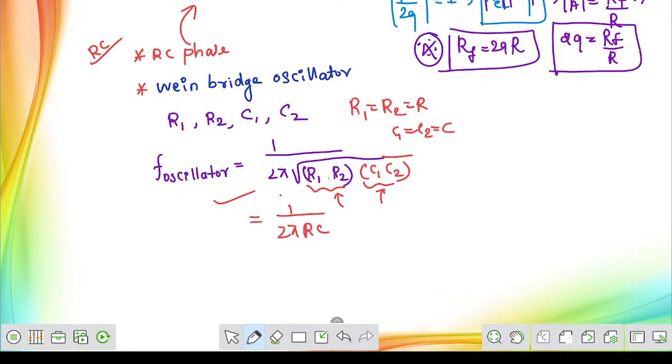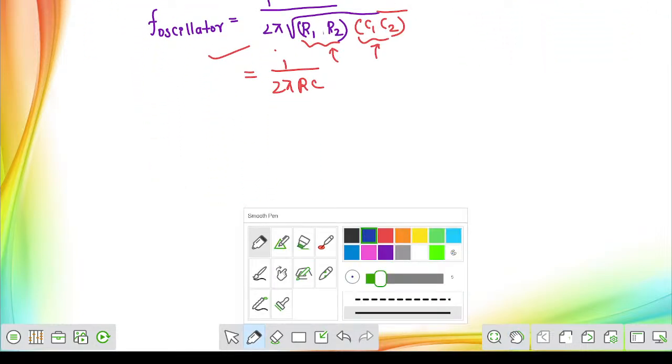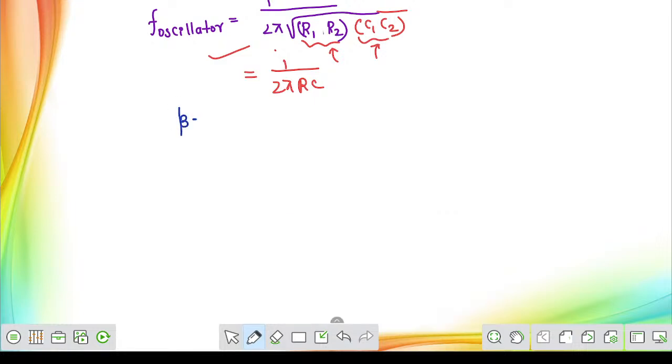Now, what is the condition, sir? For the Wien bridge oscillator, in order to generate the frequency of oscillation, is there any specific condition? Of course, here also, for the frequency of oscillation, the feedback factor must be equal to 1 by 3. We have seen, for the RC phase shift oscillator, the feedback factor beta value is equal to minus 1 by 29. For the Wien bridge oscillator, this value will be 1 by 3.